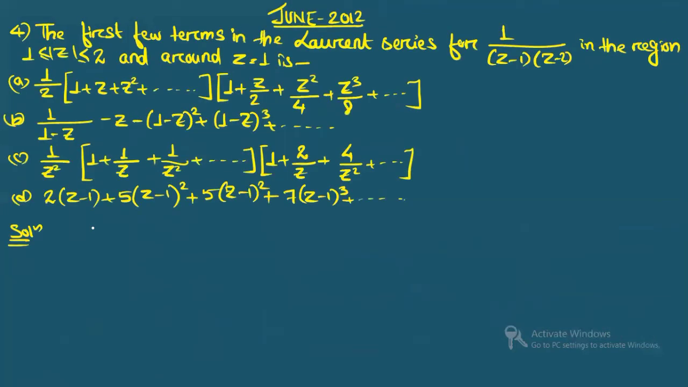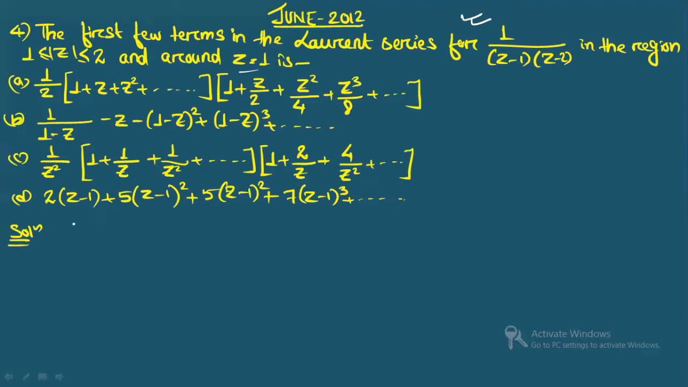Question number 4. What is said here? The first few terms in the Laurent series for 1 by z minus 1 into z minus 2 in the region mod of z greater than or equal to 1 but less than or equal to 2 around z equals to 1 is what? You will have to do the Laurent series expansion of this, around z equals to 1. And it is said mod of z is greater than 1 but it is less than 2.